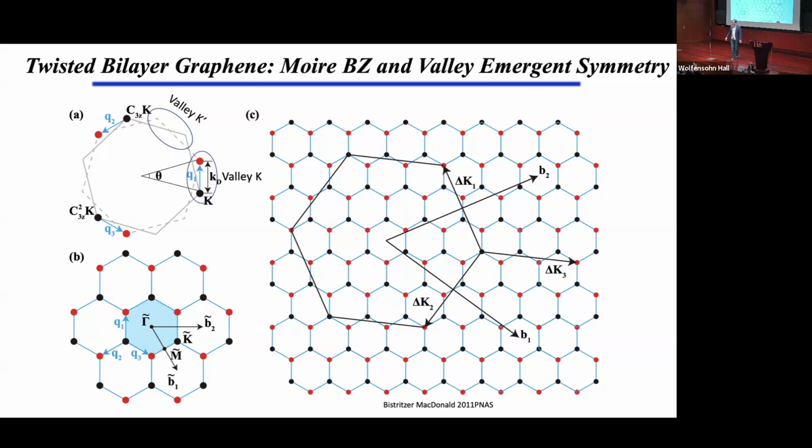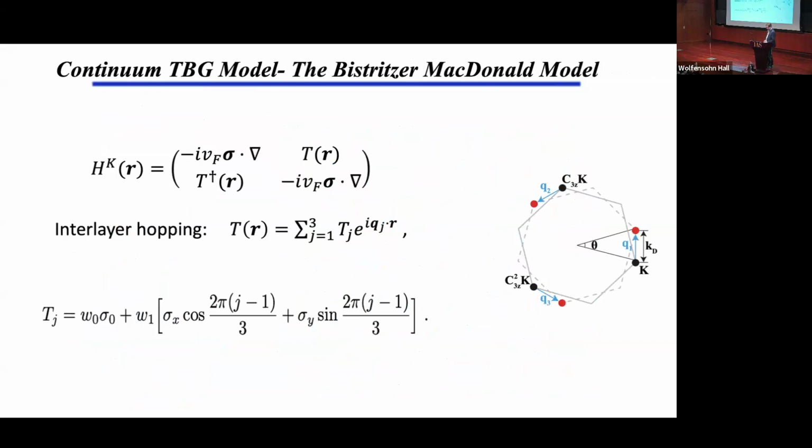That's a 1 over theta. That's 100 degree in perturbation theory. So basically, these valleys don't talk to each other. Valley is a good quantum number, and we're going to treat it as such. And we have spin as also a quantum number.